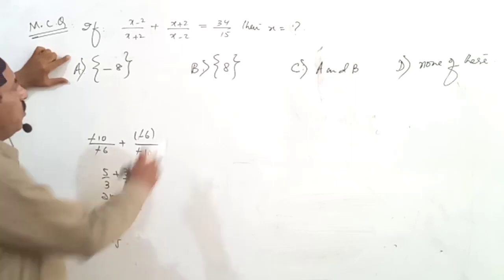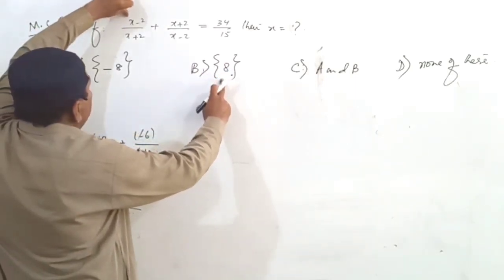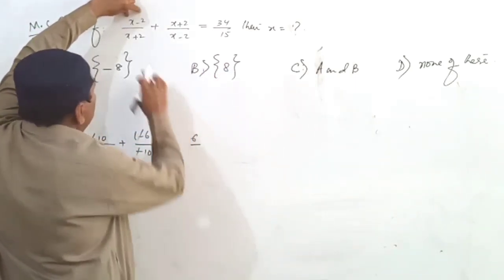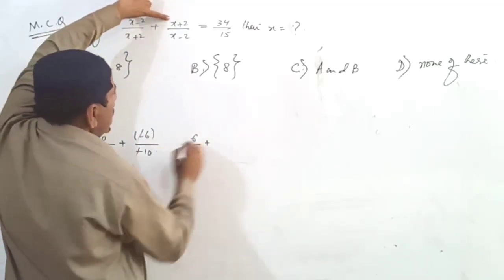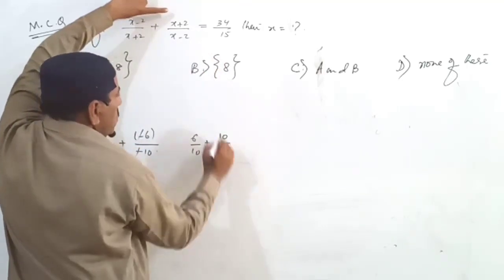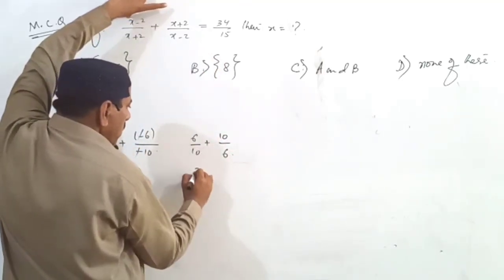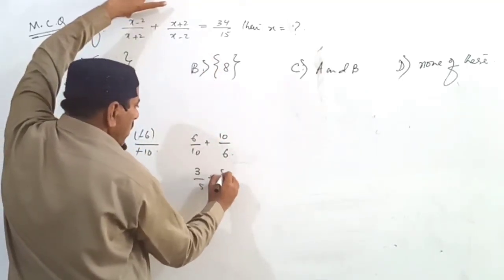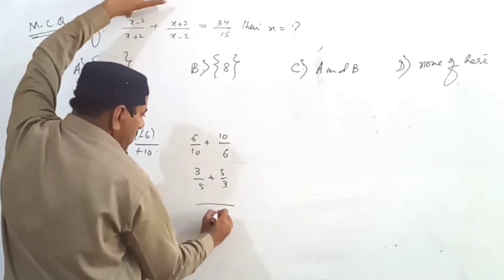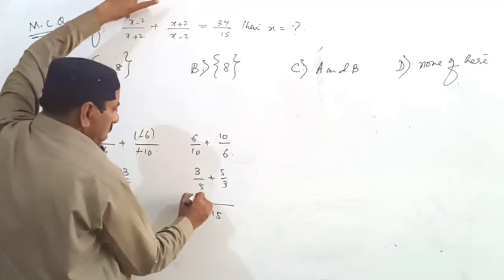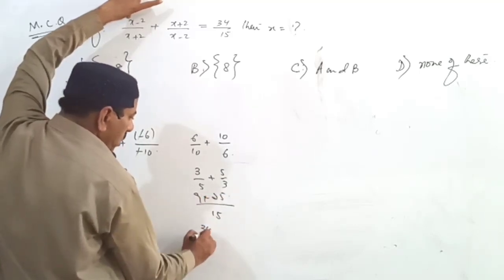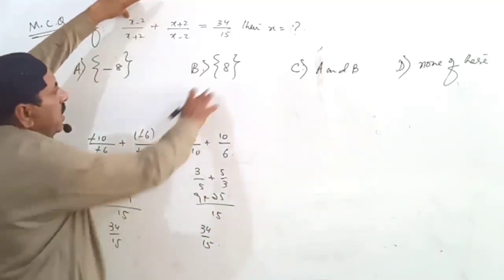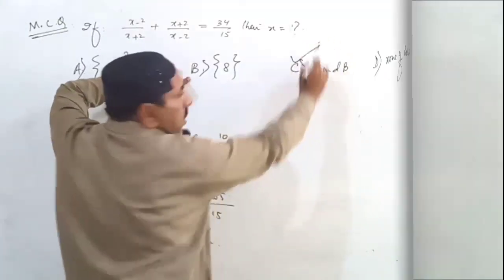Now if x is equal to 8, 8 minus 2, 6 upon 8 plus 2, 10, plus 8 plus 2, 10 upon 8 minus 2, 6. Also this will be 3 upon 5 plus 5 upon 3, 15 is the LCM. 3 3s are 9, 3 5s are 15, 25, 34 upon 15. So also 8 is the correct answer. C, A and B both are correct.